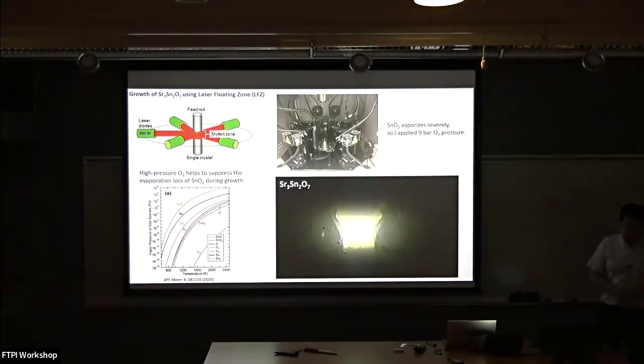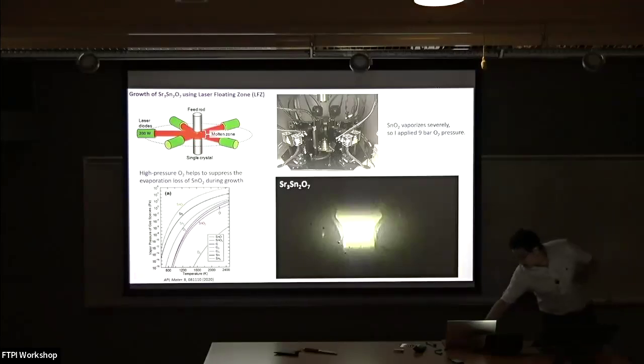And the growth of this material is tricky. There are two difficulties. First, strontium tin oxide 327 has a relatively high melting point, above 2000 degrees C. Also, one of the raw materials, tin oxide, vaporizes severely during heating. In order to overcome those difficulties, I use the laser floating zone technique. In this setup, 5 high power lasers are shooting at the sample. It can create a very high temperature molten zone, high enough to melt the sample. And in order to suppress the evaporation loss, I apply a 9 bar oxygen pressure, because based on the phase diagram, the oxygen deficient phases tend to have even higher vapor pressure. So that's why applying oxygen pressure can reduce the evaporation loss.